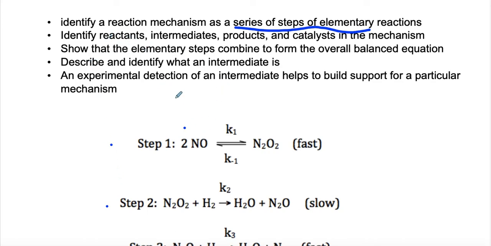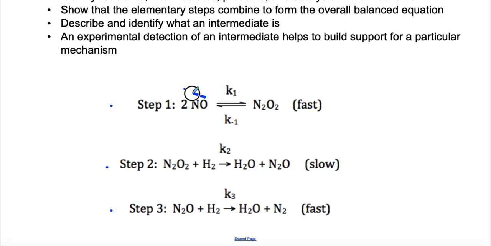So you need to identify the reactants. In this case, we have 2 NOs as our reactant. That produces an N2O2, but then that N2O2 becomes a reactant, which is not technically a reactant, but we do need another H2, which then produces the N2O, and then another H2 is going to react.